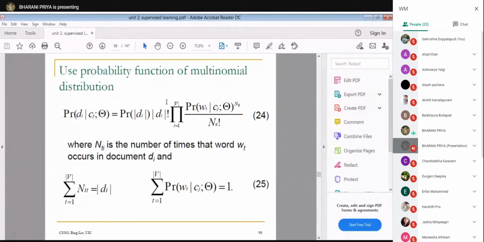So using the probability function of the multinomial distribution, this is the formula where ni is the number of times that the word occurs in the document. The final document is given.